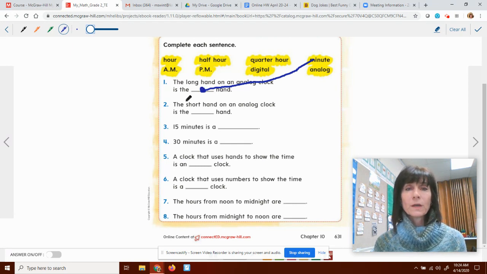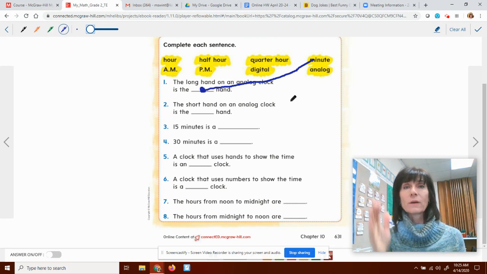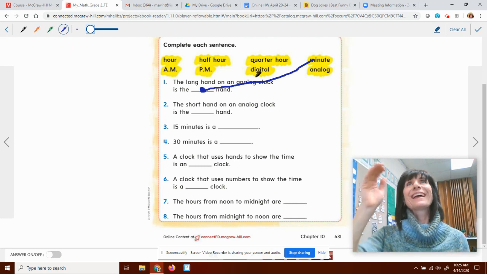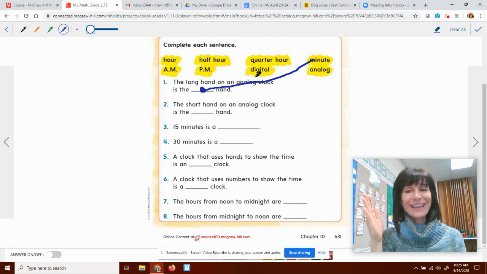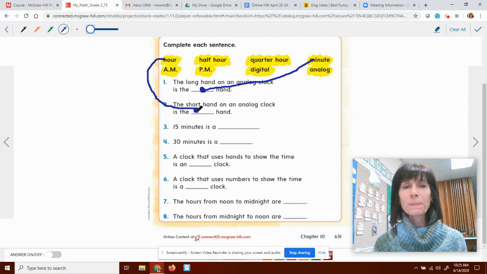Number two, the short hand on an analog clock is, well, if this is the hour, the other hand represents, if this is the minute, the other hand represents, and I gave you the answer. My brain is working faster, I think, than my mouth sometimes. So we would put hour here.